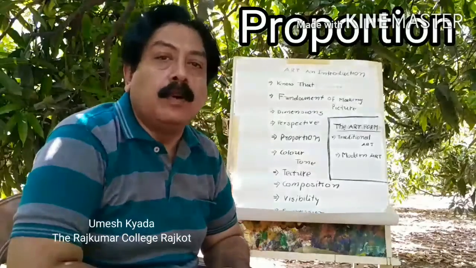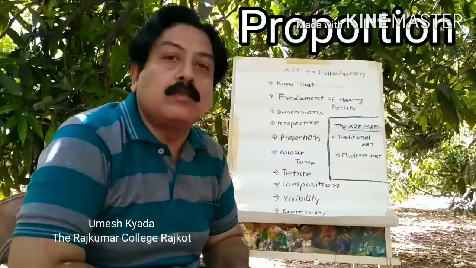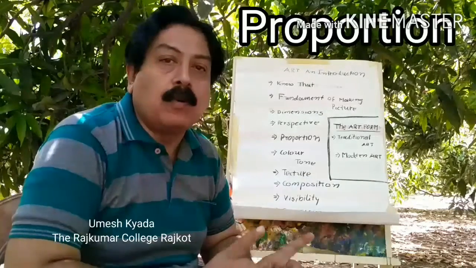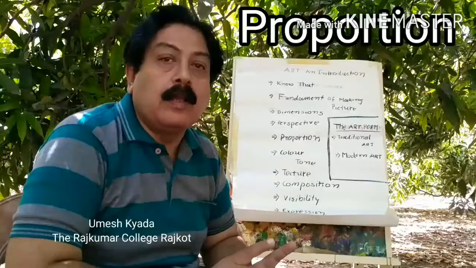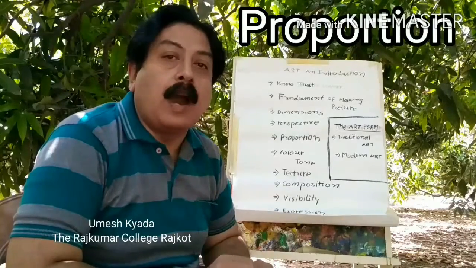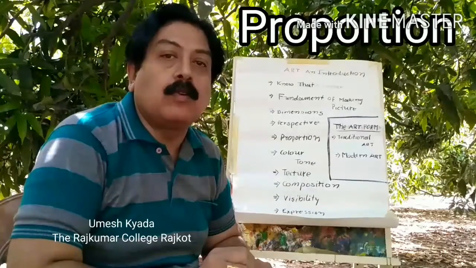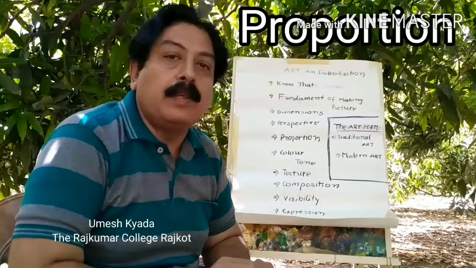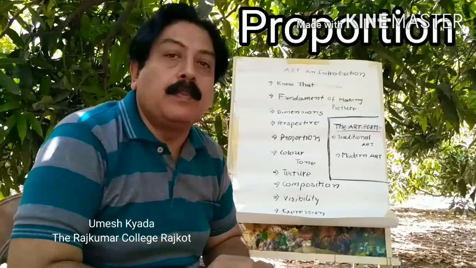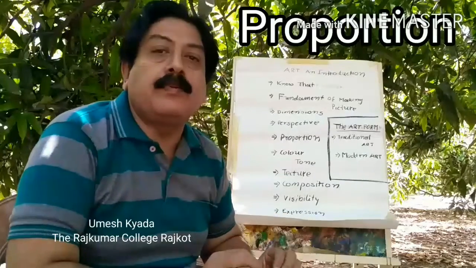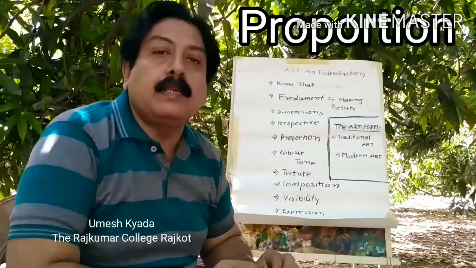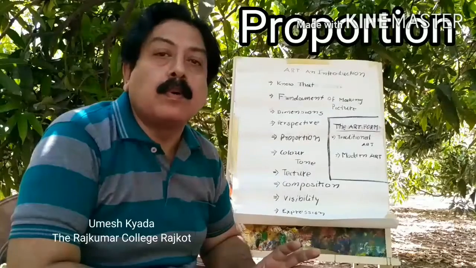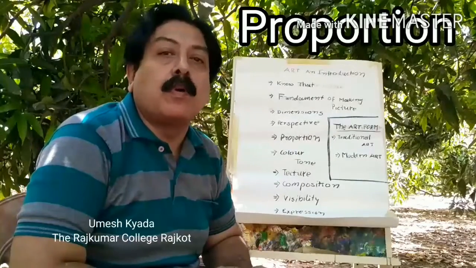Same thing with the human being also. When you are going to draw, for example, a face, you draw the entire face in proportion. You have to draw the eye in proportion, the nose in proportion, the lip, the eyebrow. Everything you have to draw in proportion. If you draw a small face and big eyes, big nose, small lip, it is not in proportion, so it will not look proper.